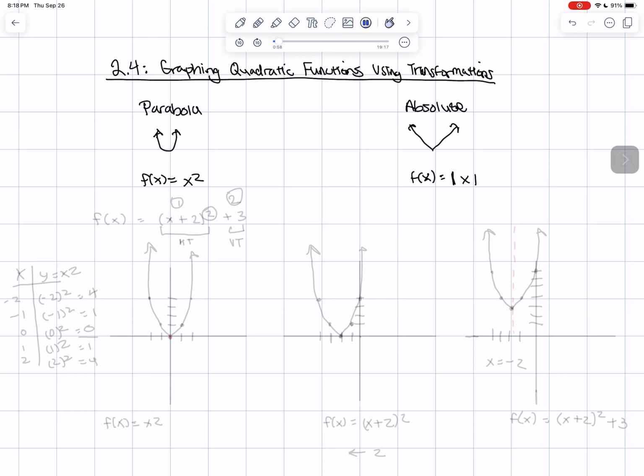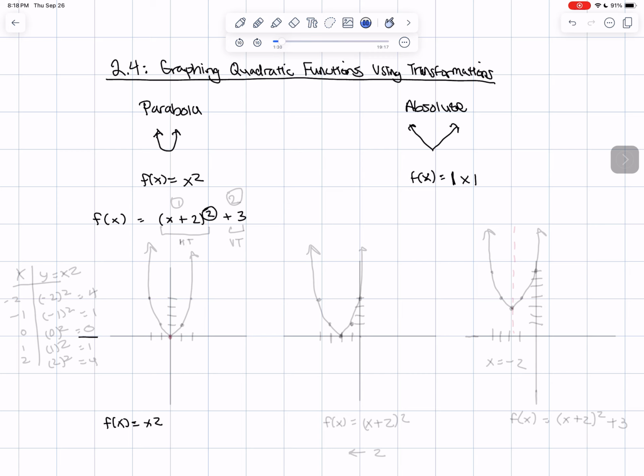So parabola, if I am given a function that is like this, f of x equals (x plus 2) squared plus 3. Well, if we see the square here, we know it's going to be a parabola. So that tells us right away that it's going to be a parabola. So if I were to graph this, and we're going to show the transformations, I'm going to graph it like this. So I'm going to have f of x equals x squared.